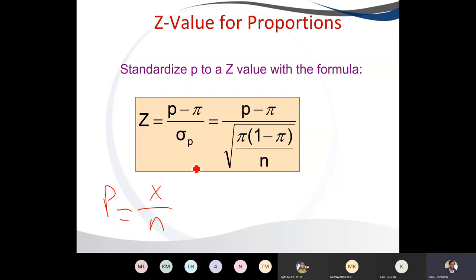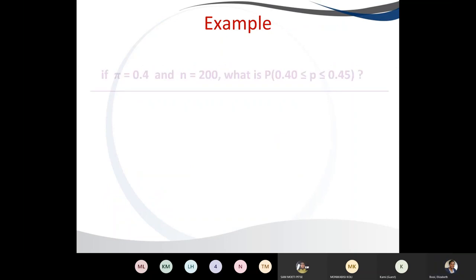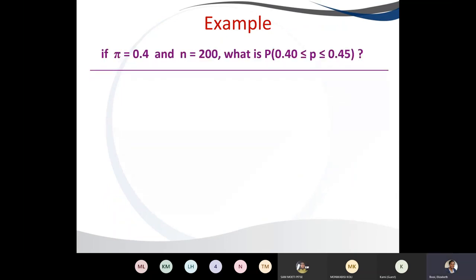Let's look at an example. If the population proportion is 0.4 and n is 200, what is the probability that the sample proportion lies between the two values?